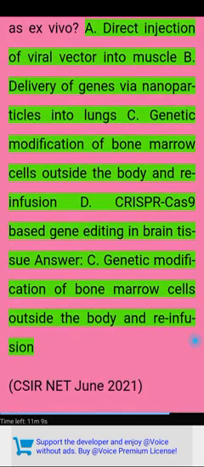A. Direct injection of viral vector into muscle. B. Delivery of genes via nanoparticles into lungs. C. Genetic modification of bone marrow cells outside the body and reinfusion. D. CRISPR Cas9 based gene editing in brain tissue. Answer. C. Genetic modification of bone marrow cells outside the body and reinfusion.